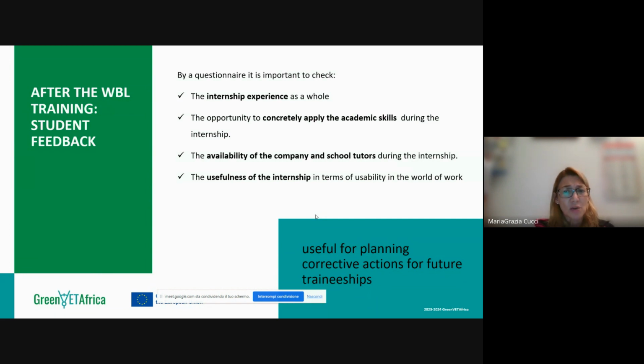Maybe we can also use this information for future internships or traineeships. Maybe at the end of the school, the student can stay inside the company for a longer period with a contract. So this could be very useful, of course, for the student, and also useful for us, because we know that we are building real opportunities. We are making a path which is good for giving a concrete chance of work to our students.